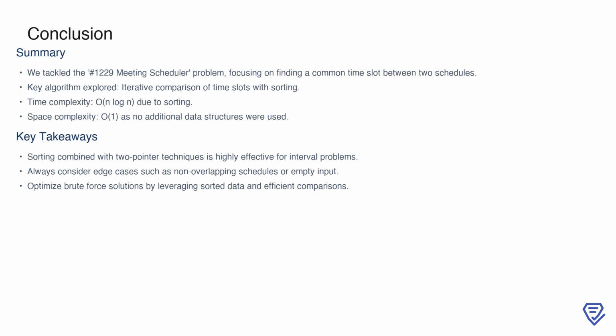Great job! We've successfully solved the number 1229 meeting scheduler problem, learning how sorting and two-pointer techniques can simplify interval-based challenges. Remember to practice similar problems to strengthen your skills.